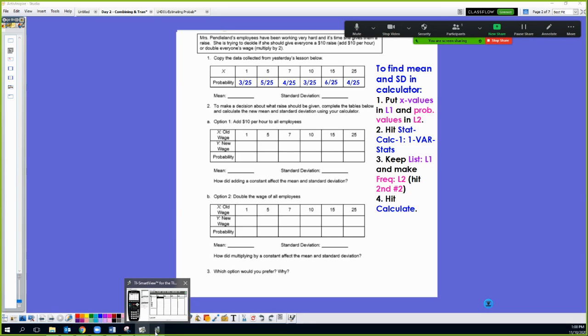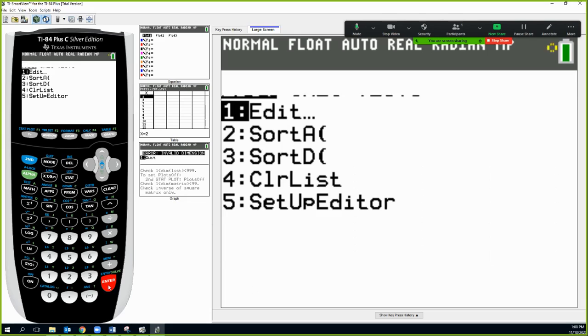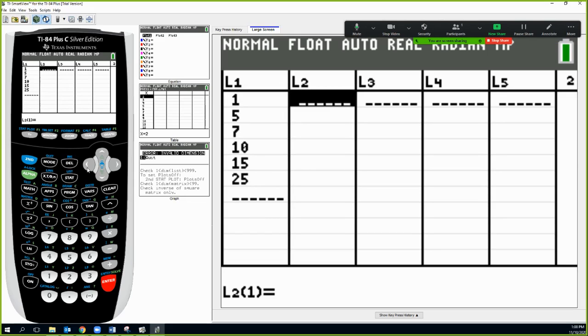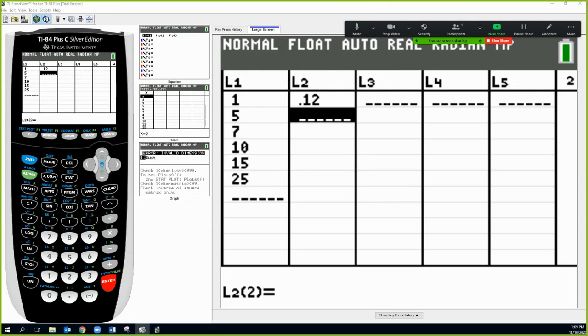So for the first one, you hit stat enter to get to this screen, and you put all the x values into your L1. So then into your L2, you put the probabilities, 3 out of 25. And then let me go ahead and put this over here so I can see them. You can just type them as fractions and it will convert them to the decimal for you.